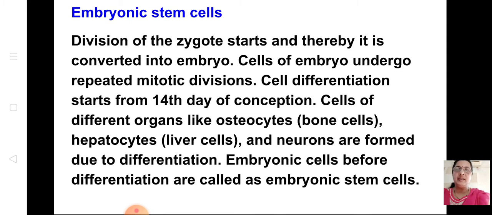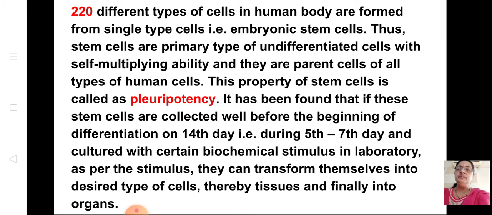Then embryonic cells before differentiation are called embryonic stem cells. So what are embryonic stem cells? Before differentiation, these embryonic cells are called embryonic stem cells. Okay, you can see the diagram also; I'll show you. Now there are 220 different types of cells in the human body formed from a single type of cell. So how many types of human cells are formed? 220 different types of cells are formed in the human body from a single type of cell, that is, from the embryonic stem cells.